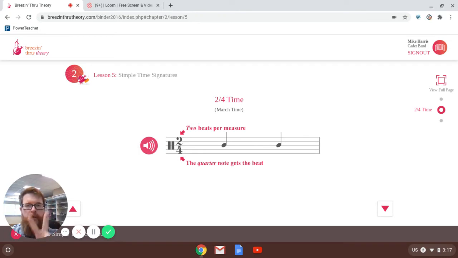The reason being you have 2 feet. So a quick way to know the difference between common time, which is 4/4, and 2/4 is to count up the number of beats. If you have enough beats for your feet, you're in 2/4 time or march time.